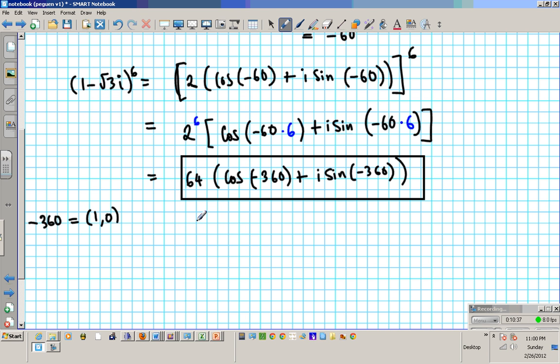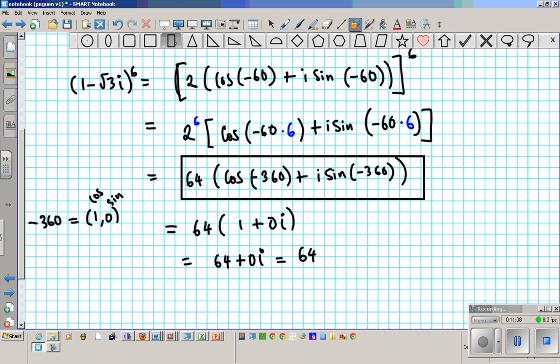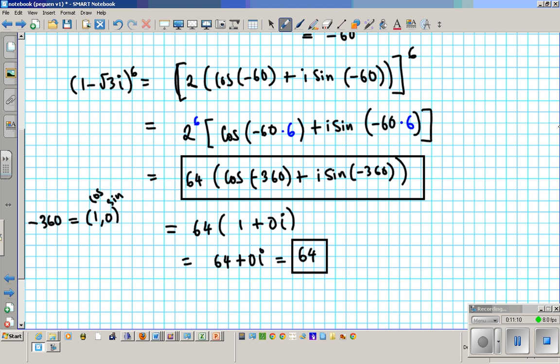So if we apply here, we're going to have 64 times, the x coordinate is the cosine, the y coordinate is the sine, so 1 plus 0i. When we distribute this 64, we're going to have 64 plus 0i, which we can write as 64. All right, so there goes your answer. This is your answer in rectangular form. Okay? So this is polar form, and down here is rectangular form.